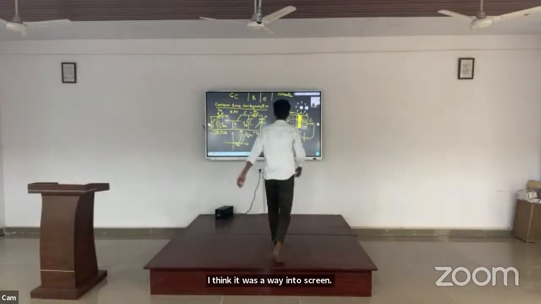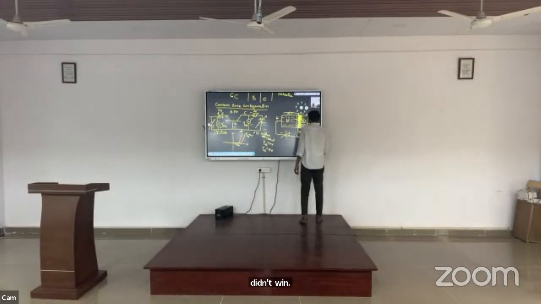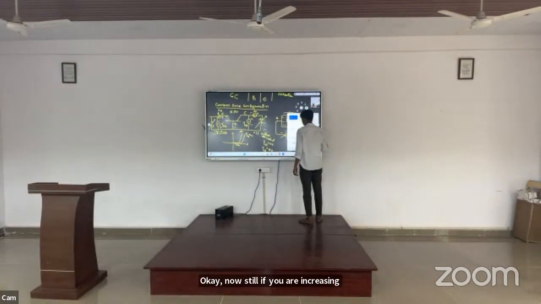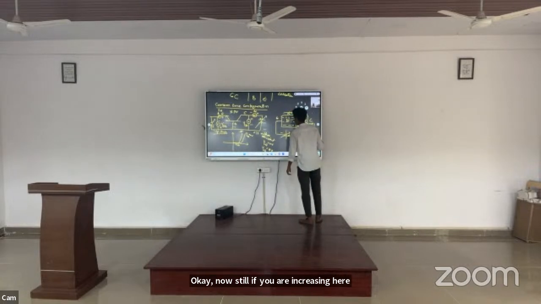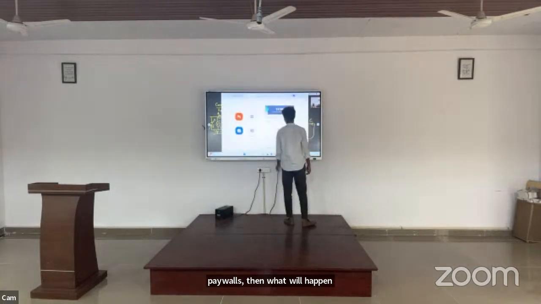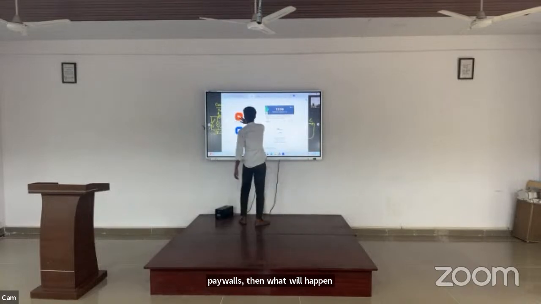Now, still, if you are increasing here to 5 volts, then what will happen? Again the junction width increases.